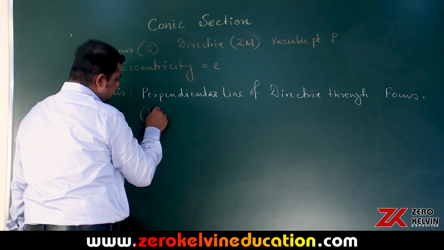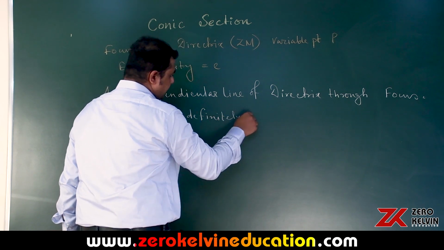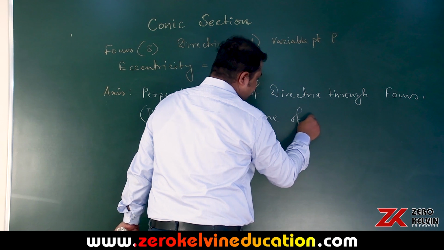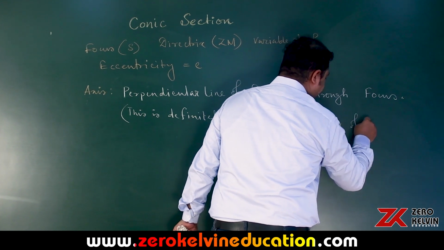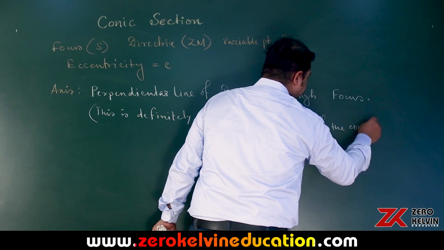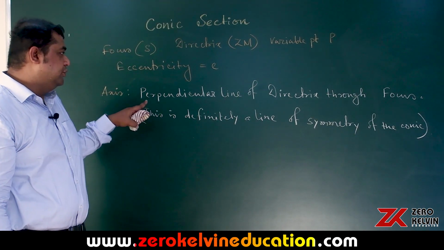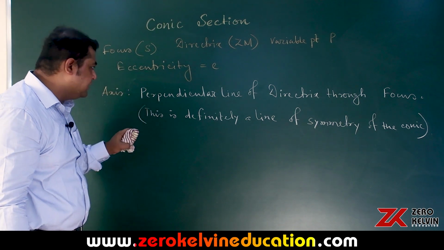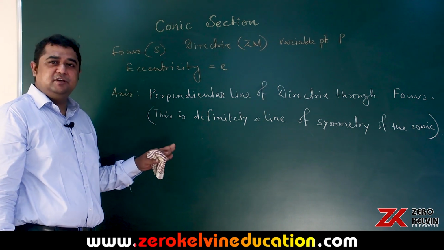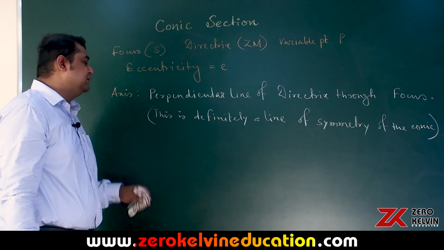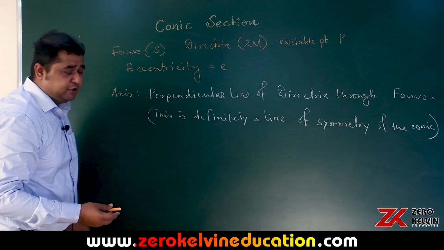This is definitely a line of symmetry of the conic. As such, for any conic, its axis is unique. So, every conic has a unique line as its axis. So, this axis, what we have described as the line of symmetry, is a unique line to be considered. The next description that comes ahead of axis is vertex of a conic.